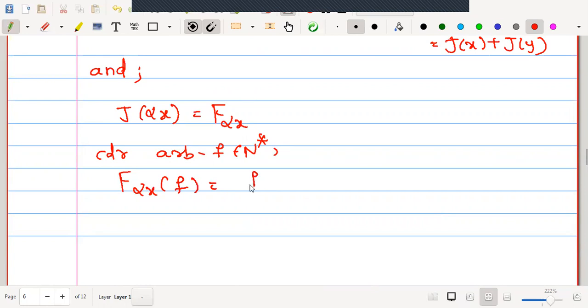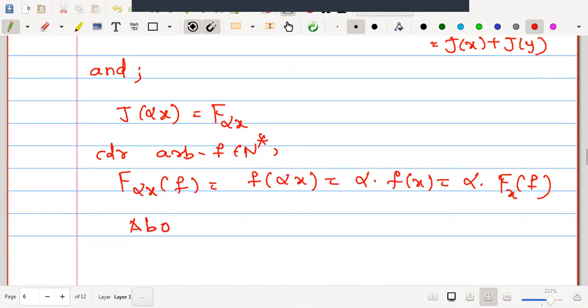What is the definition? This is f(alpha x). But f itself is a functional and hence linear. Therefore, this is alpha f(x). But what is this f(x)? This is f_x of f. Right? Therefore, f_(alpha x) of f, we have obtained alpha f_x of f. Therefore, putting this in the above equation.